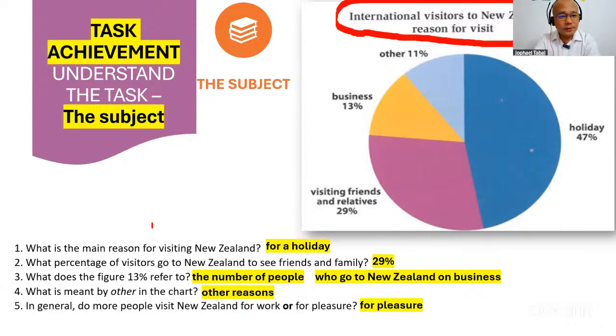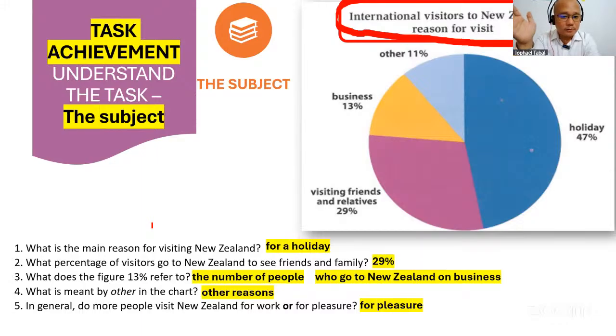Now, where is the issue here for many students? All right. As I've mentioned earlier, the subject or what is being asked in the graph is international visits to New Zealand. So people go there on business, and only 13% of them go to New Zealand for business. And 20% who visit New Zealand, their main purpose is to visit their friends and relatives.